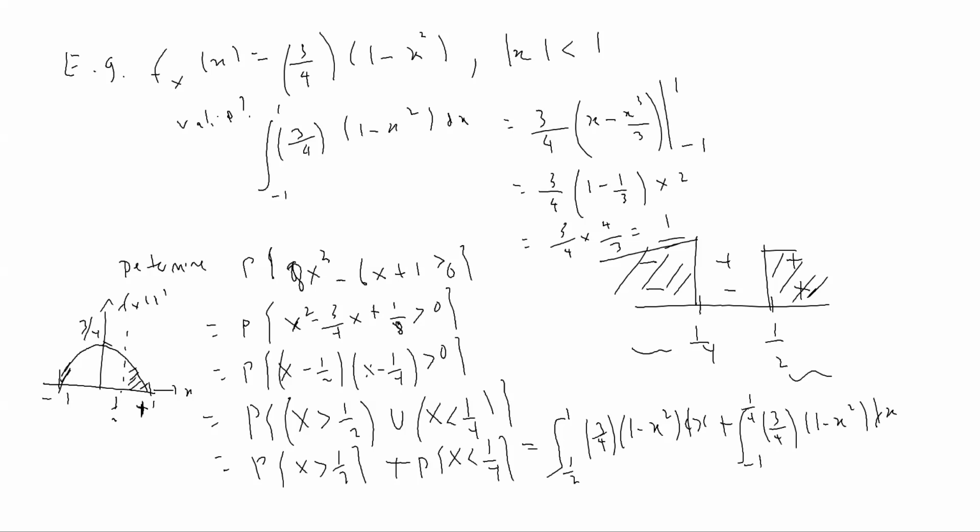Okay. So this becomes 3/4, it's basically x minus x cubed over 3 from half to 1, minus x minus x cubed over 3 from -1 to 1/4. I'm not going to calculate the whole thing out here. You can actually calculate this out.